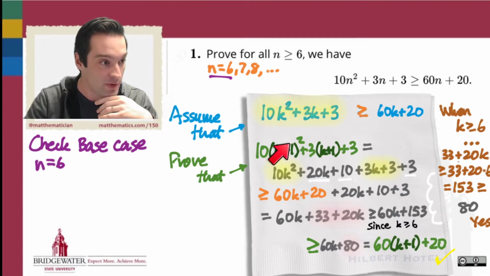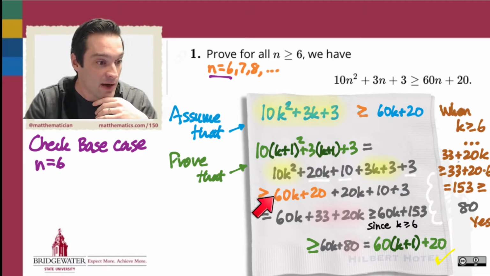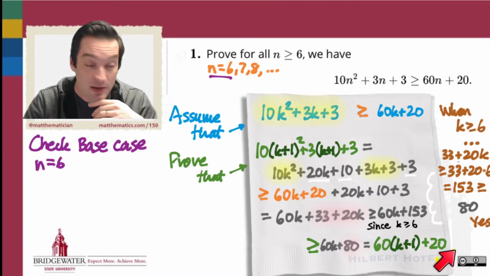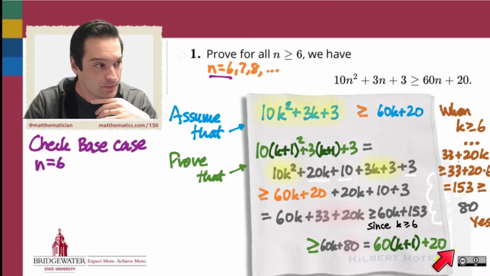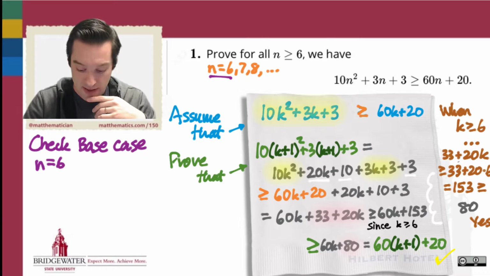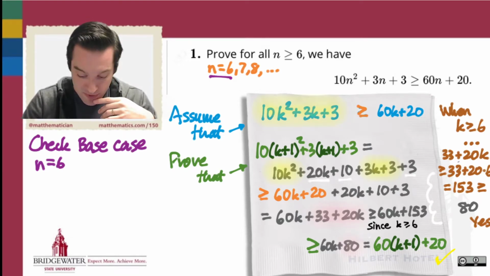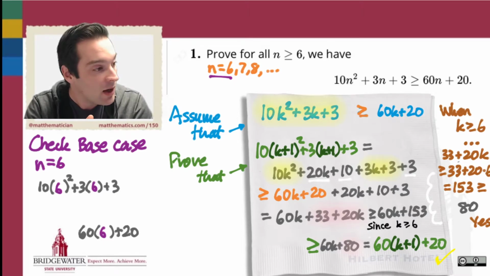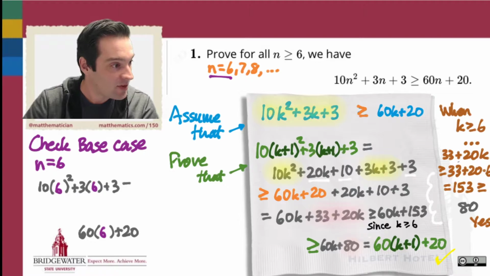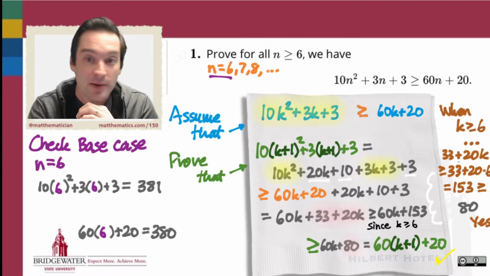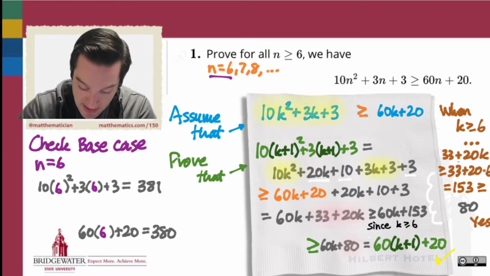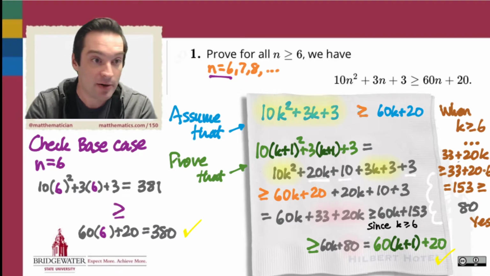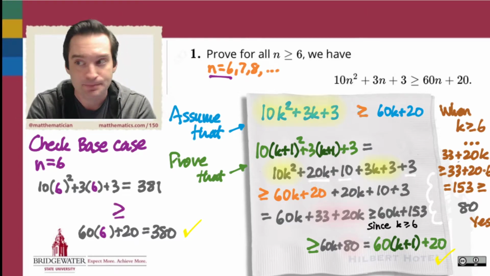Right? And so we've proven that this original left-hand side is greater than or equal to the intended original right-hand side. Let's check the base case for n equals 6. When n equals 6, the left-hand side is 10 times 6 squared plus 3 times 6 plus 3. We can evaluate that using a calculator. Right-hand side, 60 times 6 plus 20. That's 381 and 380. And since 381 is greater than or equal to 380, we've established the base case.